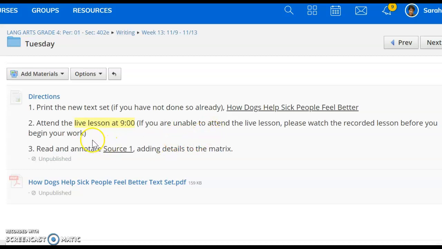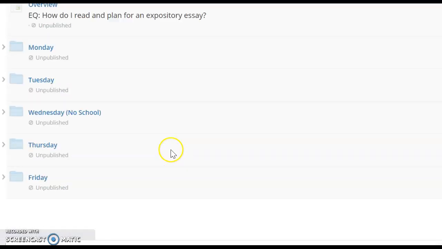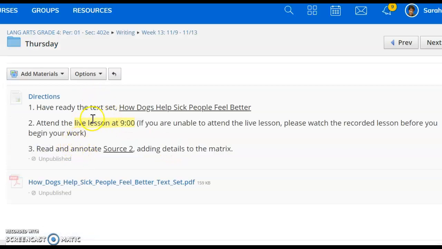So we have here our live lesson, and after that, you're going to read and annotate, including those notes for source one, and add those details to your matrix. On Wednesday, we do not have any school due to Veterans Day. So on Thursday, during our live lesson, we'll briefly discuss the notes that you've recorded for source one. Then after that live lesson, you're going to read source two, coding and annotating and providing those notes in the margin and then adding those details to your matrix.